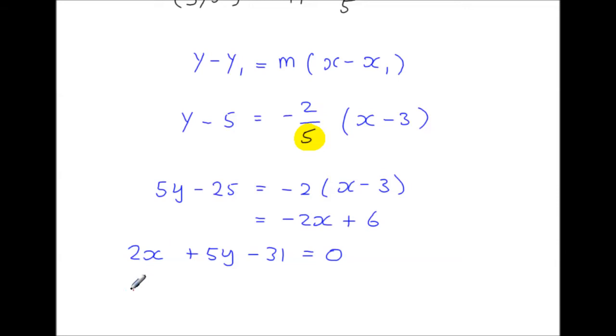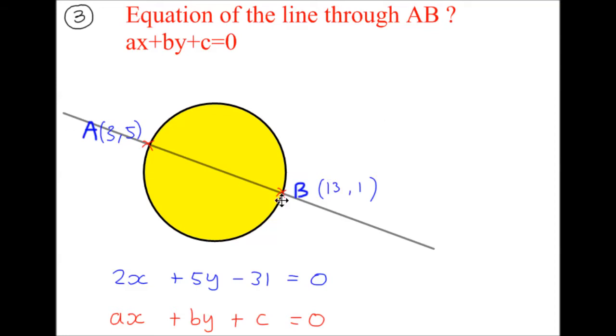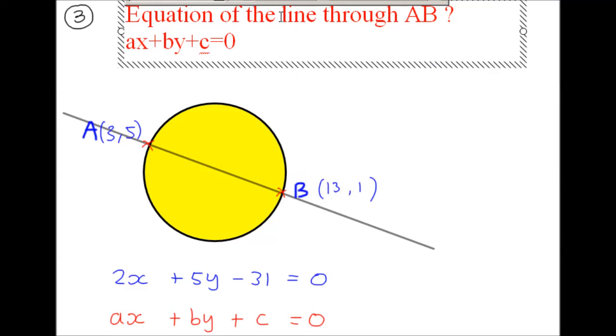And this is in the form ax plus by plus c equals 0, where a is 2, b is 5, and c is minus 31. And because AB is a diameter of the circle, then the line that goes through AB is the normal to the circle. So what we've worked out is the equation of the normal that goes through points A and B.